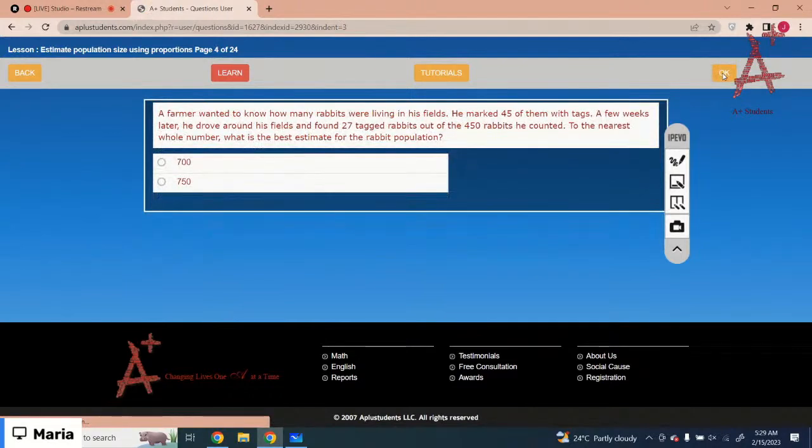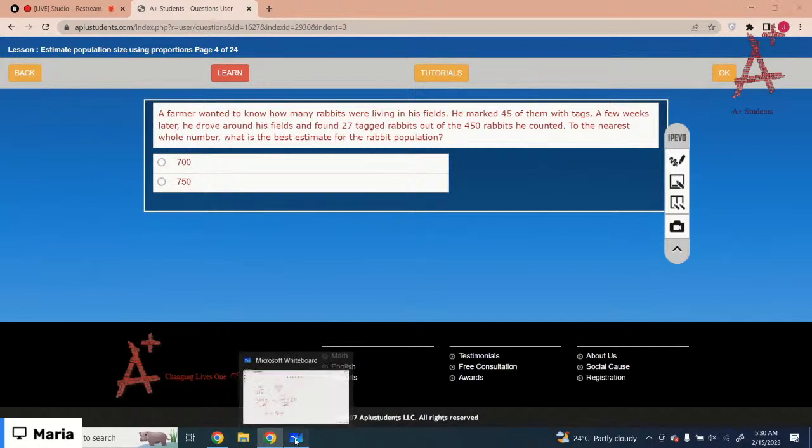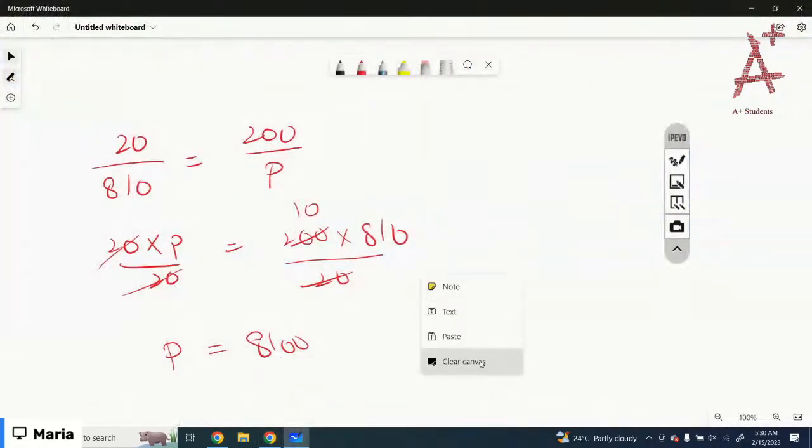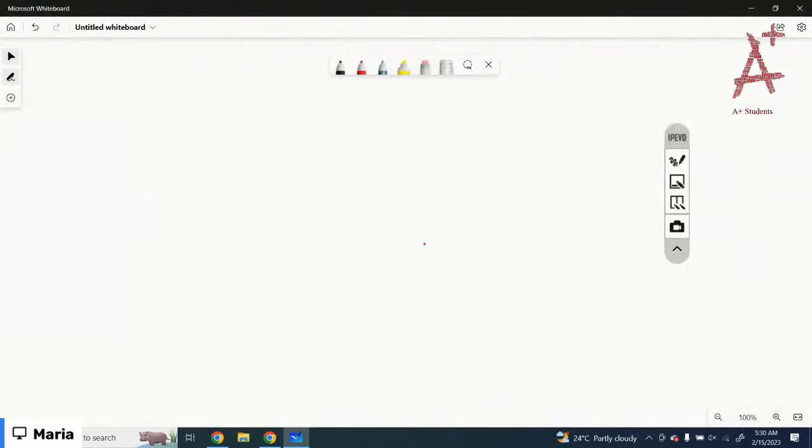The basic thing here is to form the proportion. You have to form the proportion carefully. Let me explain how to form the proportion. Just listen to me carefully. A farmer wanted to know how many rabbits were living in the field. He marked 45 of them with tags. So he marked 45, but you don't know the actual population. So it would be 45 over the variable, the missing value. You don't know out of how many he marked 45.